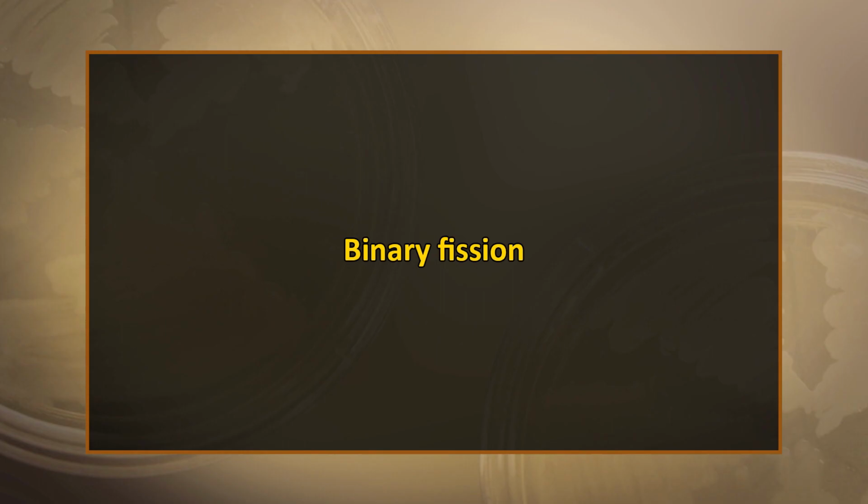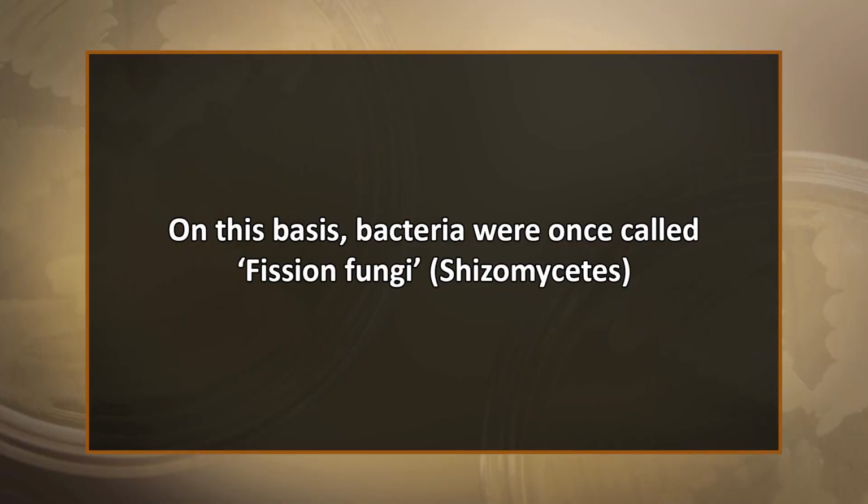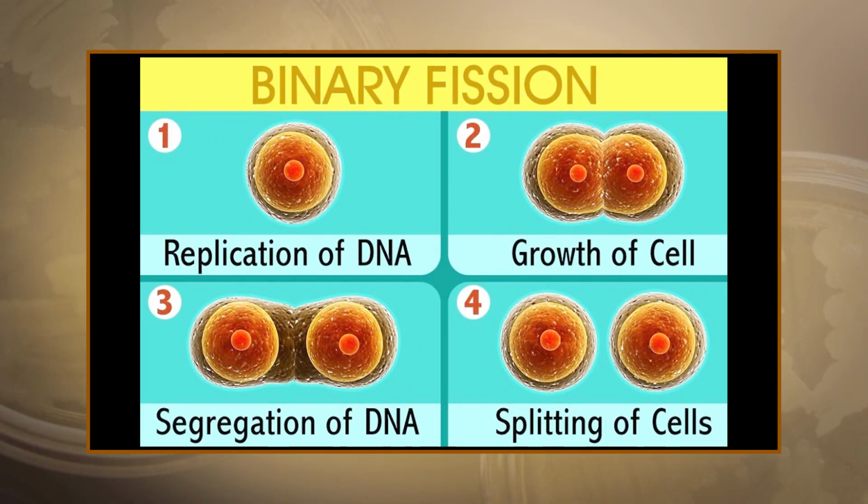Number 1, binary fission. This is the most common type of asexual reproduction in actively growing bacteria and occurs during favorable conditions. On this basis, bacteria were once called fission fungi, that is, schizomycetes. In this process, the cytoplasm and the nucleoid divide equally into two without mitosis, and the two daughter cells formed are identical to each other. Hence the name binary fission.